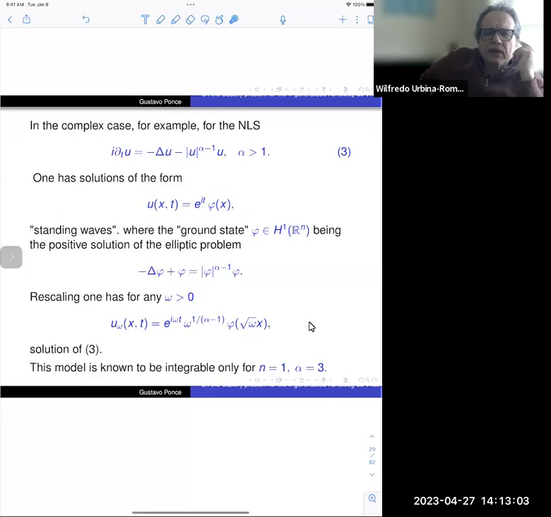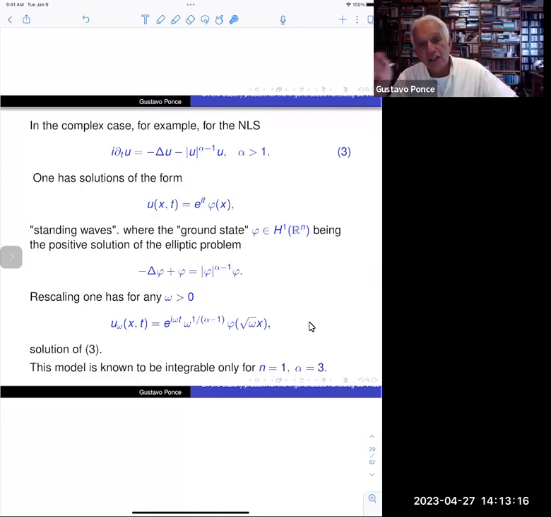But wait. So n equal 1, alpha equal 3. That is the only integrable system among all this family, the only one known. But these solutions are not real. They are called a standing wave.